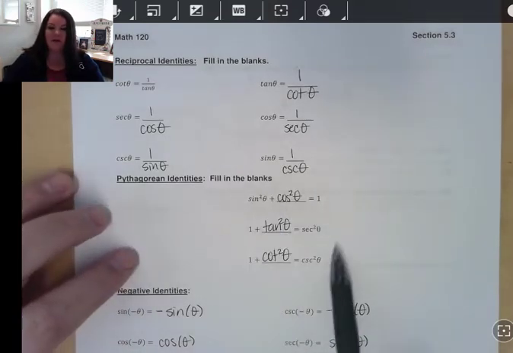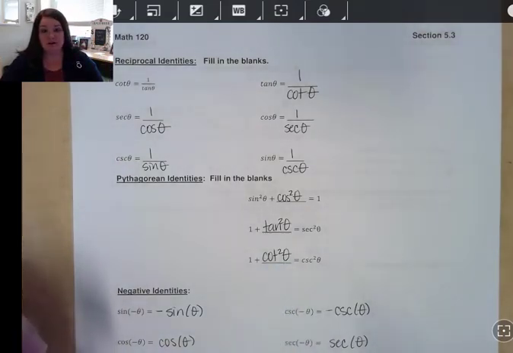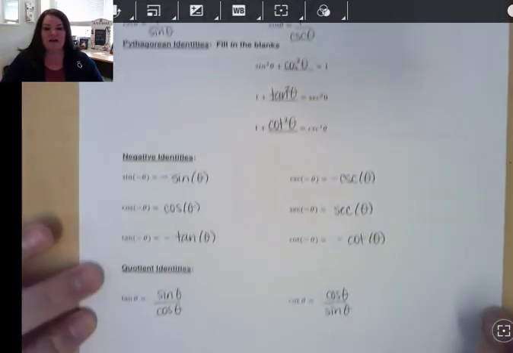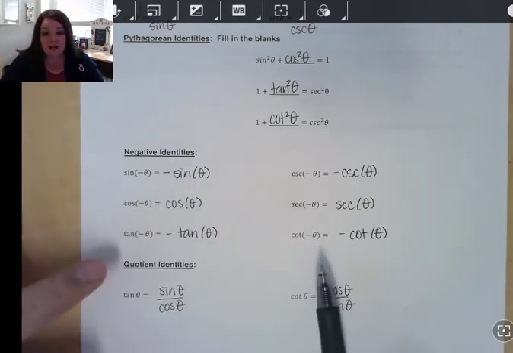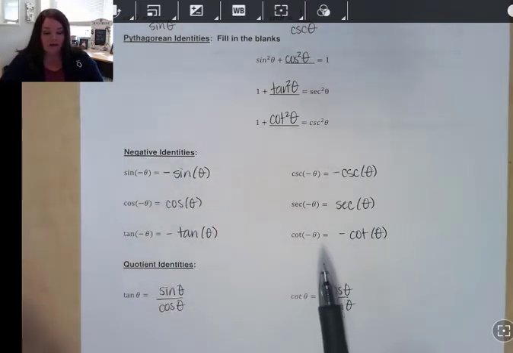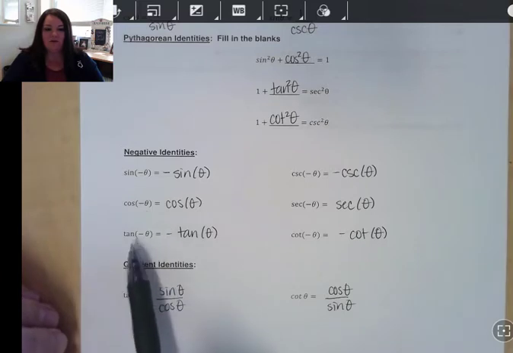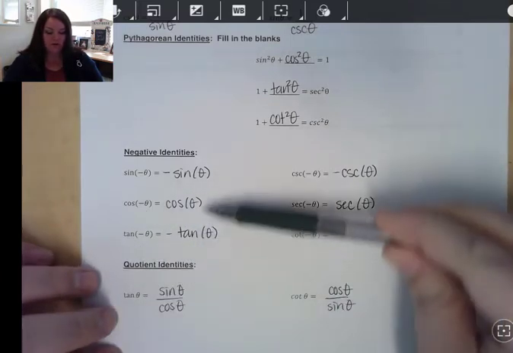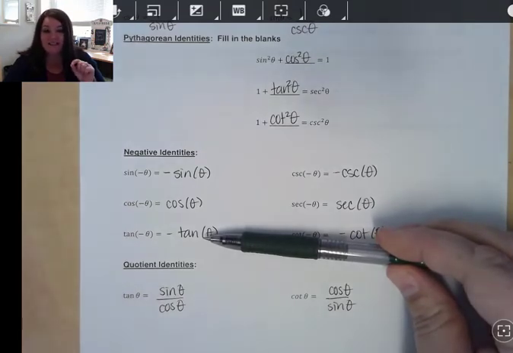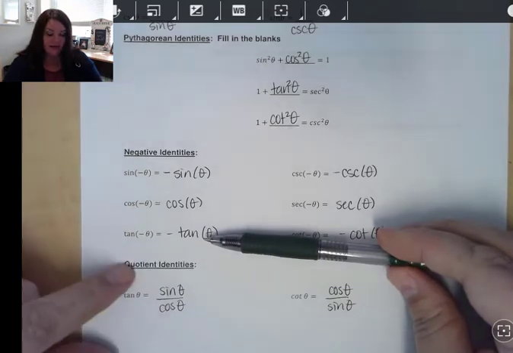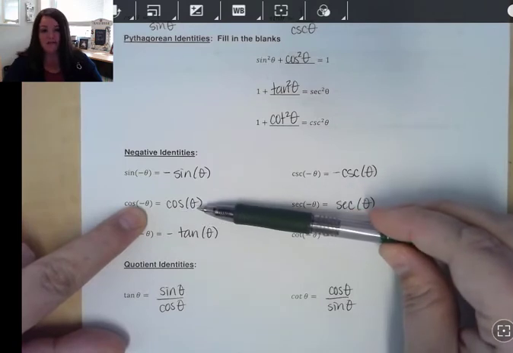So hopefully these are becoming a little bit more familiar to you now that we've done some homework involving their use. And then we also had our negative and our quotient identities. Negative identities are going to come into play a lot with the identities that we're learning. So when you see sine, cosine, or tangent of a negative angle, we're looking for what we can replace that with. The only one that doesn't change sign, the plus or minus value, is cosine. So cosine of a negative angle is the same thing as cosine of that positive angle, okay?